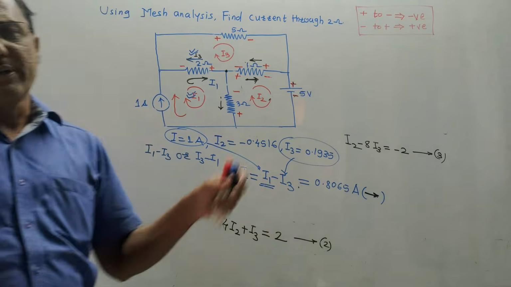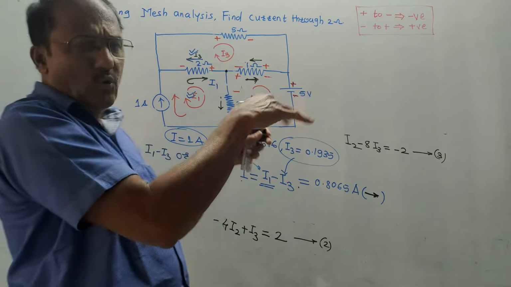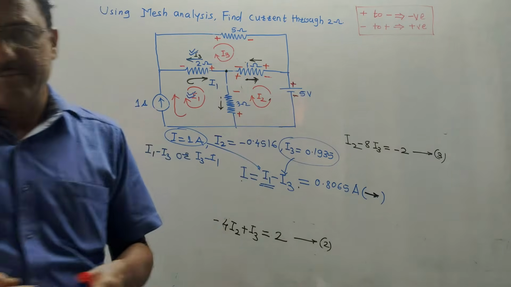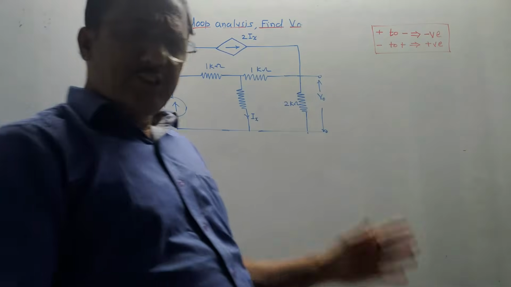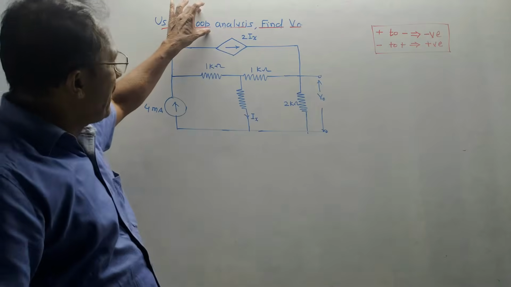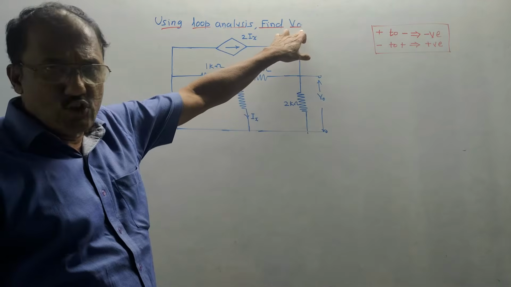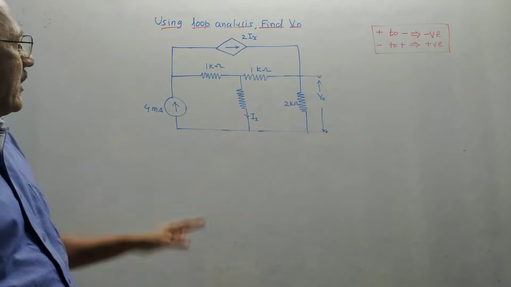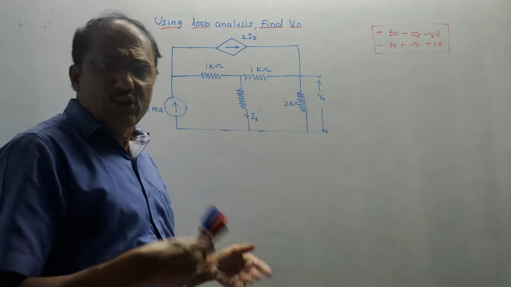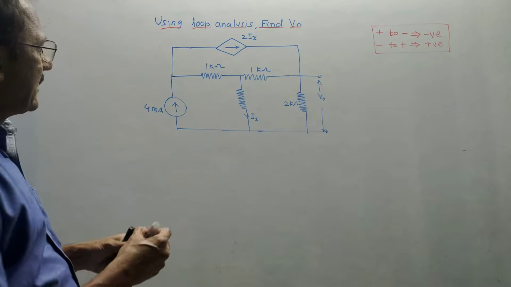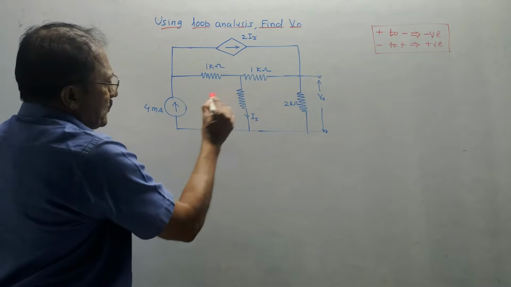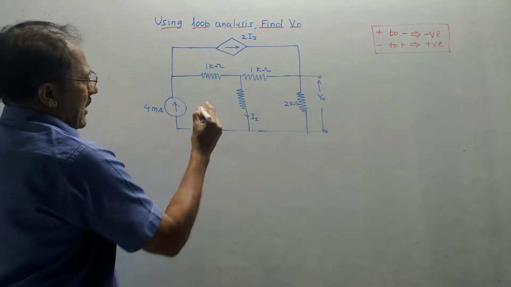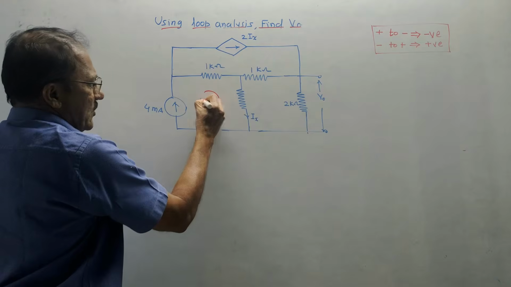Let us solve one more numerical, some different numerical, to get the idea in detail. The next problem is: using loop analysis, find V0. V0 is the voltage which is mentioned in the question. This is the given diagram. Without thinking whether it is a super mesh or not, let us apply the basics. There are 3 loops, 1, 2, 3. So I will mark loop currents naturally in the clockwise direction.